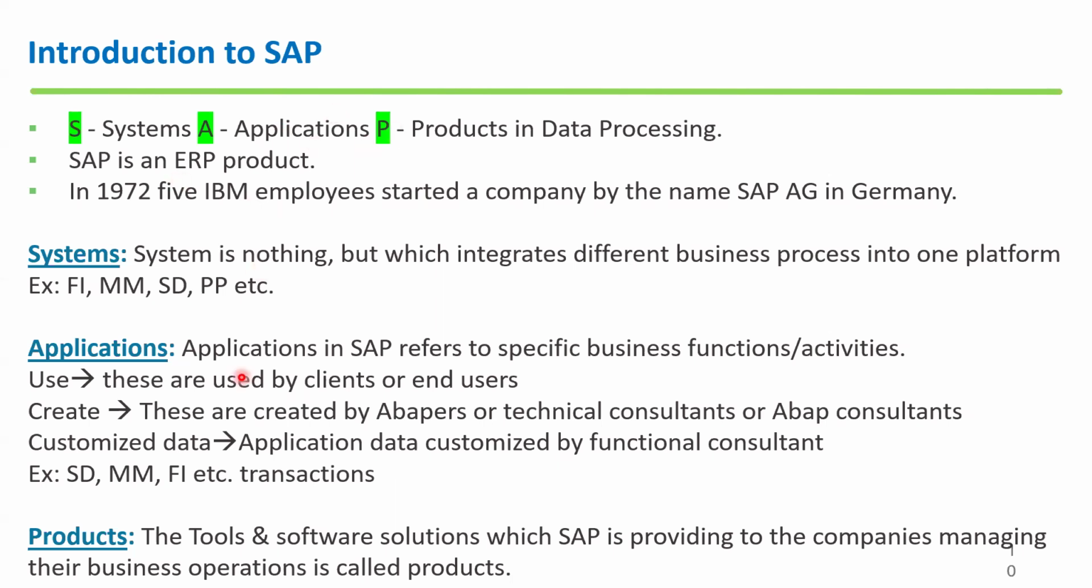Then applications. Applications are nothing but business functions or activities, like creation of a sales order, creating a screen, or creating a table. Those all come under applications. These applications are used by the clients or end users. Suppose a user wants to see a screen element, like a save button on the screen. That is nothing but one of the business activities.